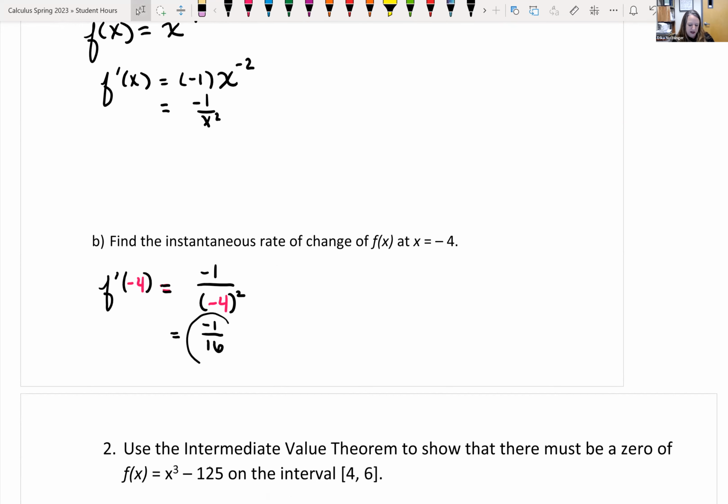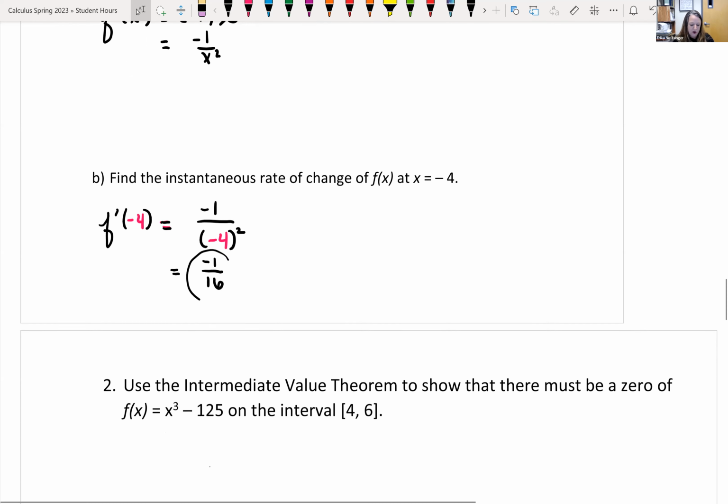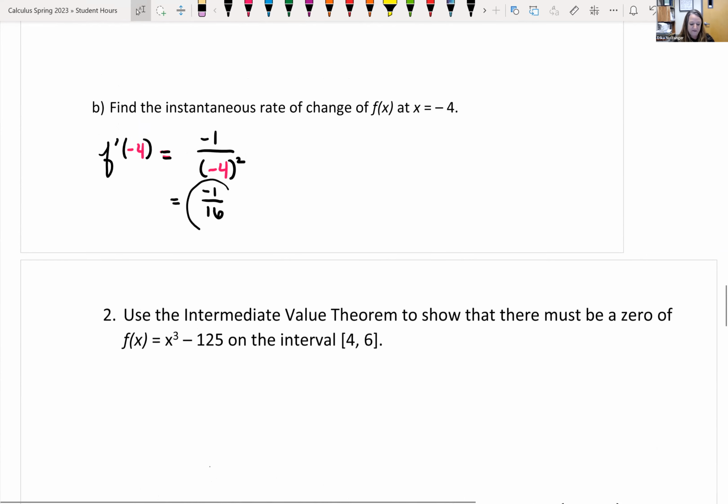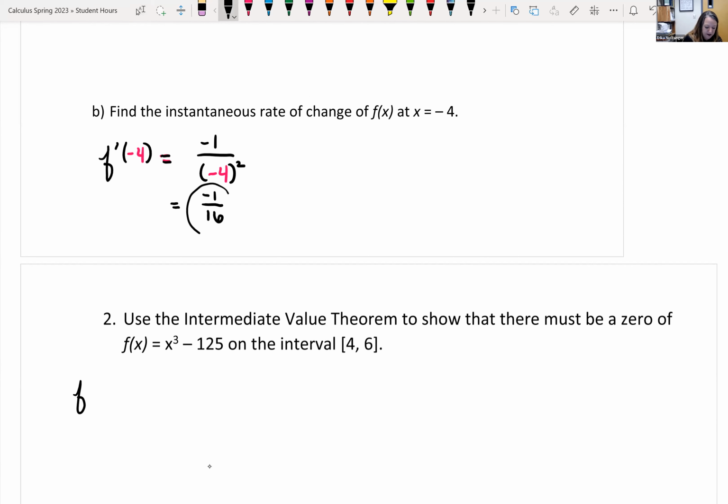Part 2, use the intermediate value theorem to show that there must be a 0 of f of x equals x cubed minus 125 on the interval 4, 6. So we want to evaluate that function, f of x, at the end values of our interval. So we want to look at what is f of 4. So if we go in here and plug in 4 wherever we see an x, we have 4 cubed minus 125. So 4 cubed, 4 times 4 is 16, 16 times 4 is 64 minus 125.